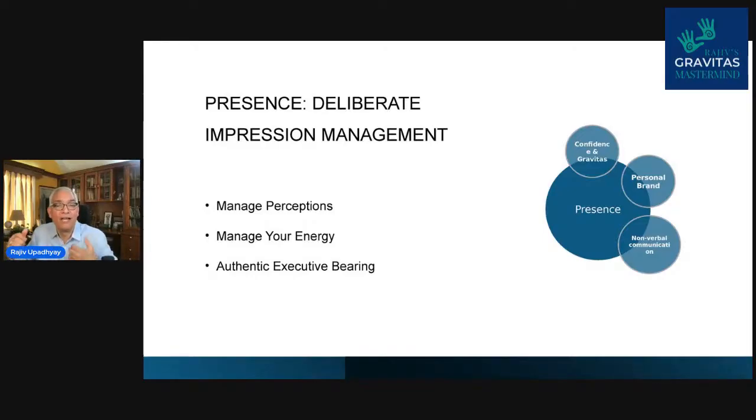Or the non-verbal communication that you send across to people in your presence? All those things, they are data points for people's subconscious mind, and they form an opinion and impression about you based on those points.